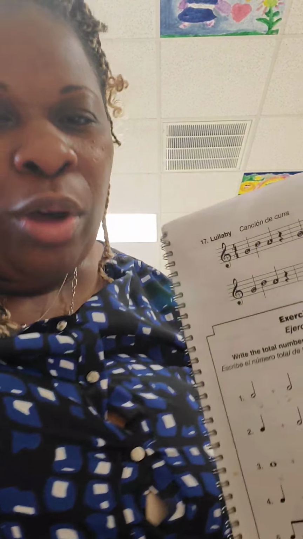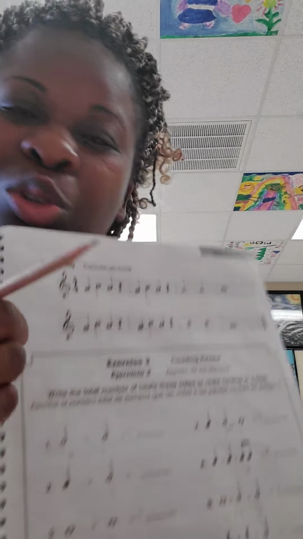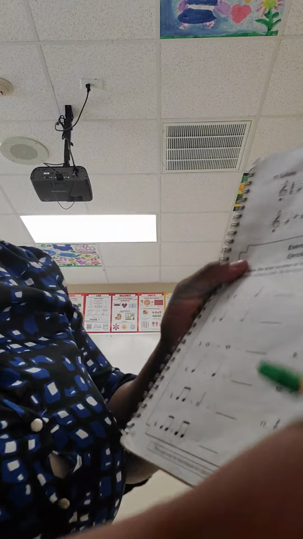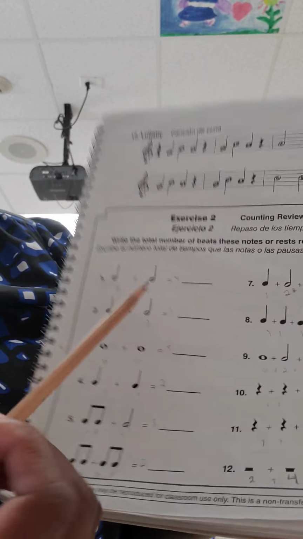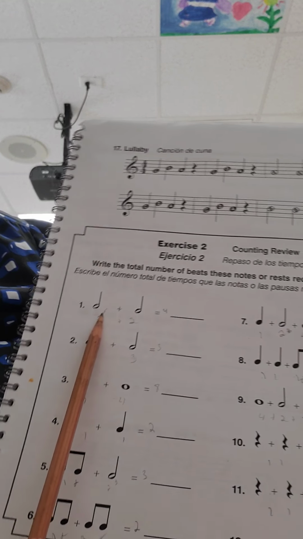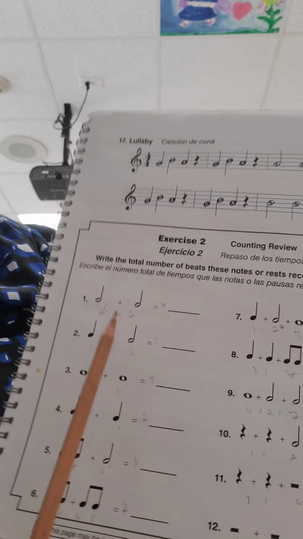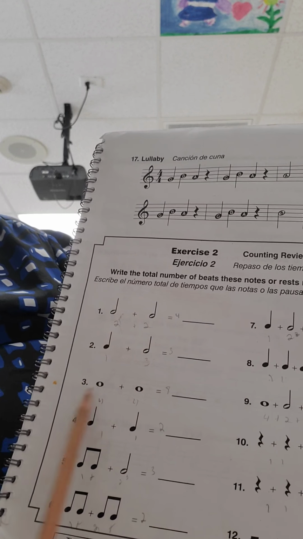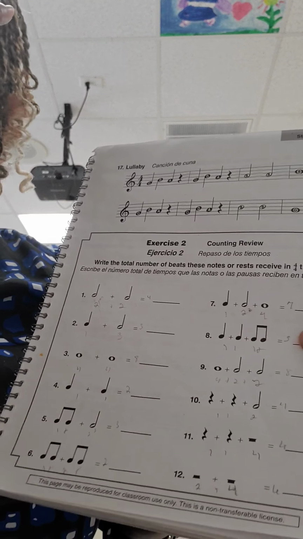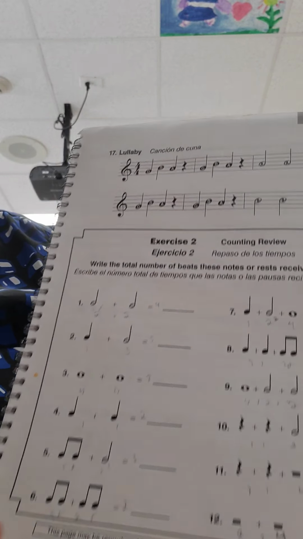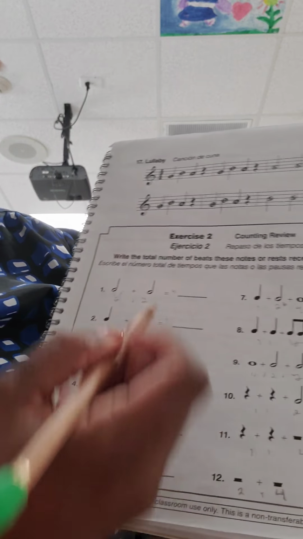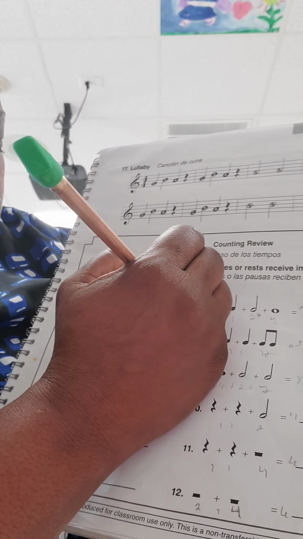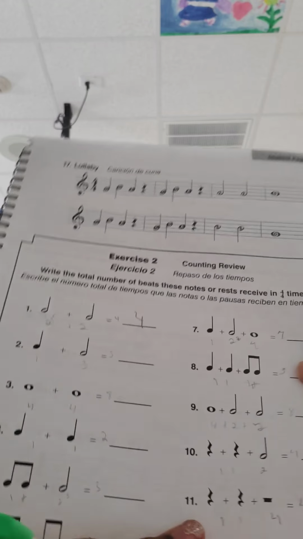Just like adding, 1 plus 1 is 2. 2 plus 2 is 4. Except we're going to add our notes. So here we have a half note plus a half note. If you have 2 half notes, we know that the half note is going to get 2 beats, right? So 2 plus 2 is going to be 4. So your answer is 4.